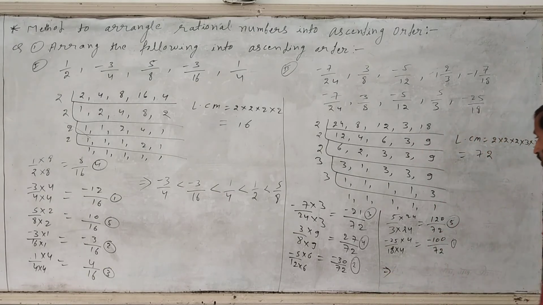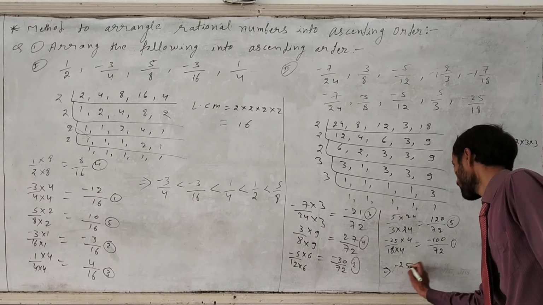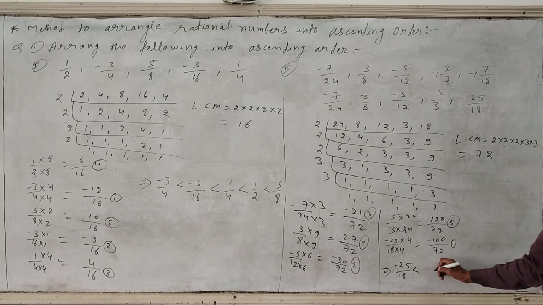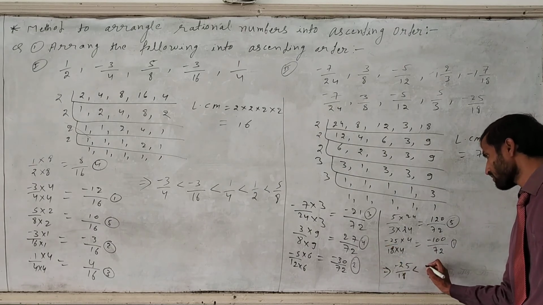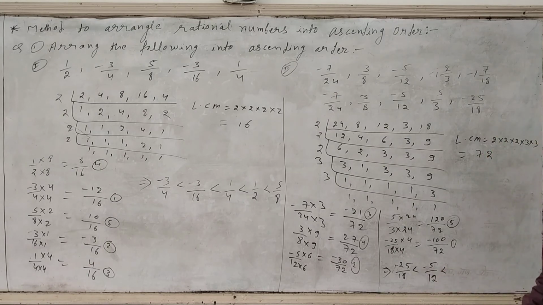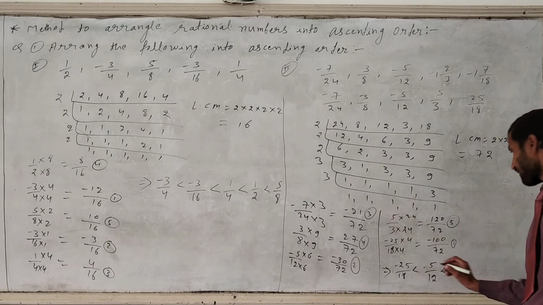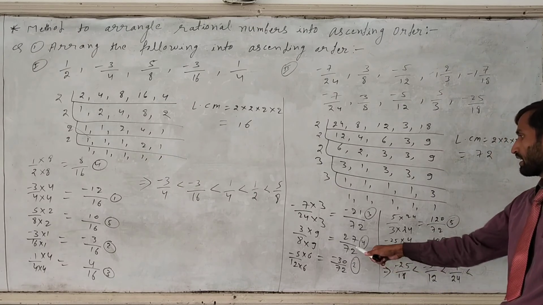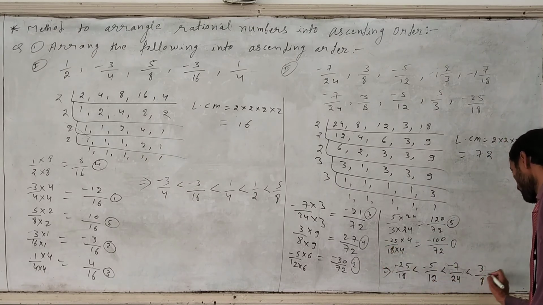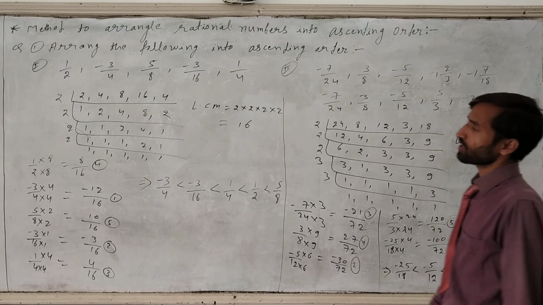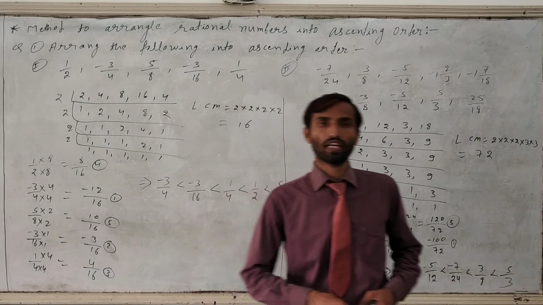So the required ascending order will be minus 25 upon 18 first, is less than. Next, second position is minus 30, meaning minus 5 upon 12, is less than. Third position is minus 7 upon 24, is less than 3 upon 8, is less than 5 upon 3. So this is the final answer. That's it. Like that you have to do question number 2 of exercise 3B. That's all.